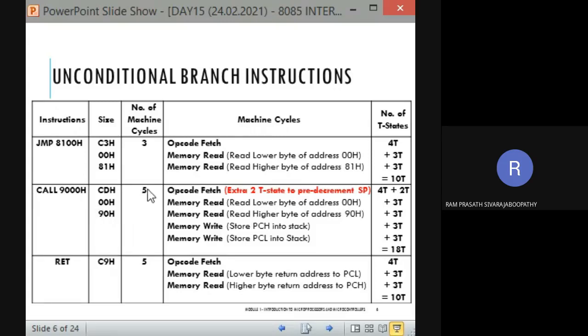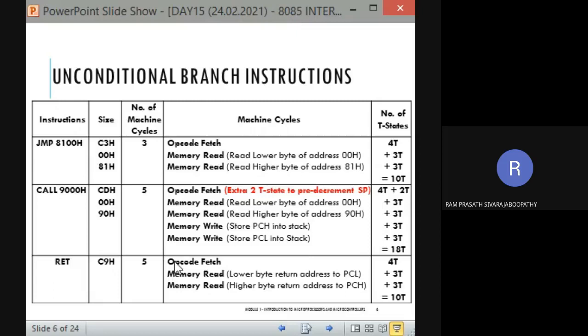So it requires 5 machine cycles: 1 opcode fetch with 6 T states, not 4 T states. Then 4 extra cycles, 2 memory read cycles and 2 memory write cycles. The 2 memory read cycles are to read the address at which the subroutine is available. The other 2 machine cycles, memory write, store the next instruction address into the stack. So that's why it takes 5 machine cycles.